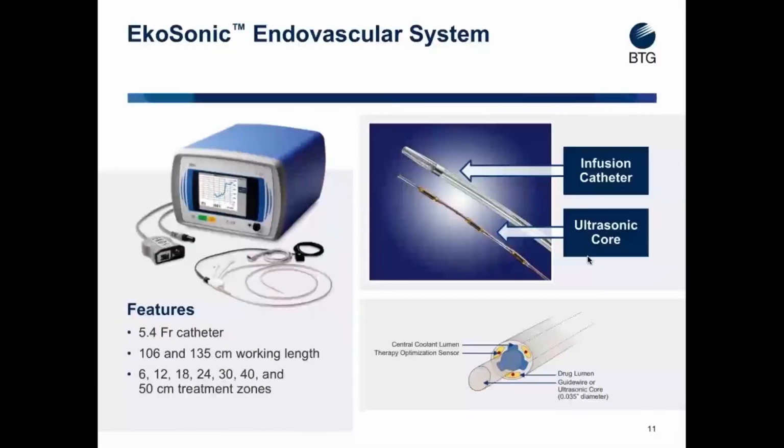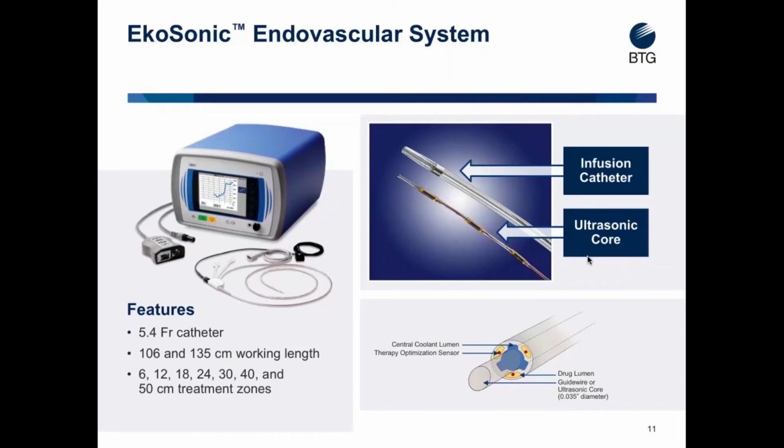Now, this is the device we're talking about. This is the EKOSonic Endovascular System, or the EKOS catheter. It's a 5.4 French, high frequency, low power system that involves use of an infusion catheter, and then inside that is an ultrasonic core wire that delivers the ultrasonic therapy. There are many treatment zones. Typically the 12 and 18 centimeter treatment zones are the more commonly used for pulmonary embolus treatment. Now this is not a standard thrombolytic catheter.